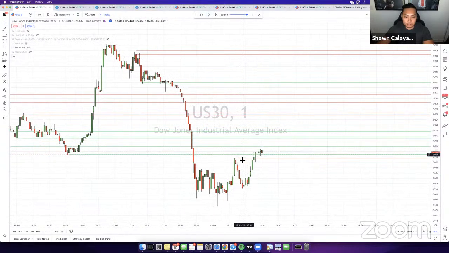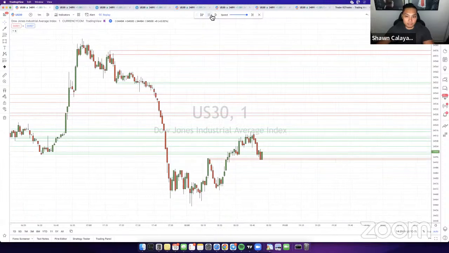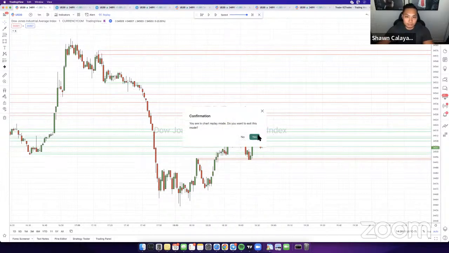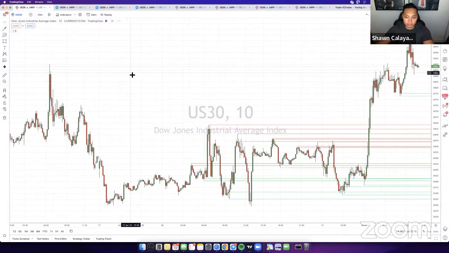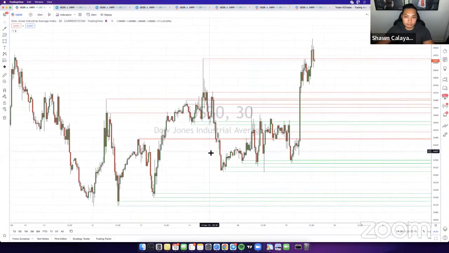For example, here's the old resistance right here and the old support. As price continues to move along, the older support resistance will disappear and the new support resistance will be created. You can see how useful this is, because if you see where price bounces from, it goes around and bounces from the support and resistance, right? Because support and resistance is always changing. It's a little more messy here on the 1 minute. If you go to the 10 minute, or even higher, like the 30 minute, you can see that it's a lot easier to follow.